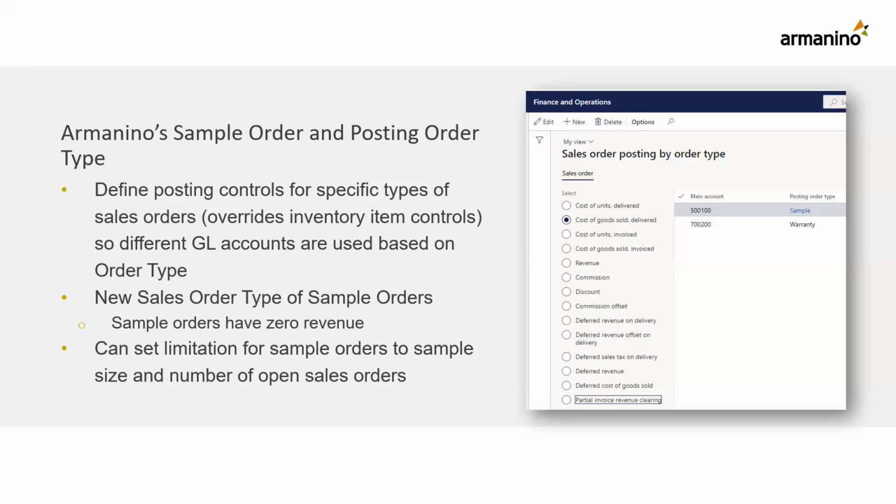We also added a new sales order type of sample orders. So these orders will come in with zero revenue. It'll clean out the price, so you don't have to set up pricing rules for that. And then you can set limits for the sample orders, both how many in a sample, so you can't have a sample of 10,000 or whatever you think is inappropriate. And you can't have too many sample orders open, so that someone couldn't just keep buying and buying and buying samples and never paying for the product. So let's show you how that works.